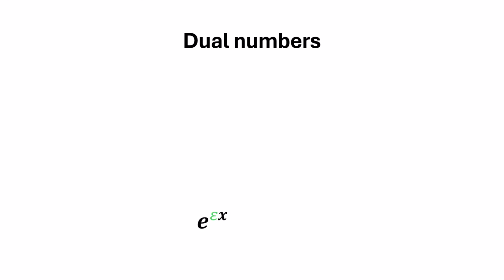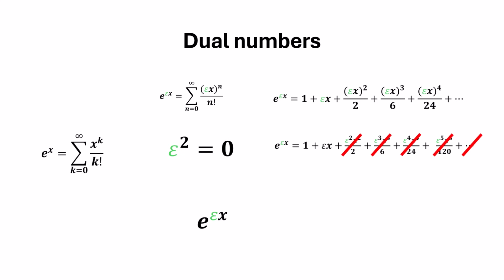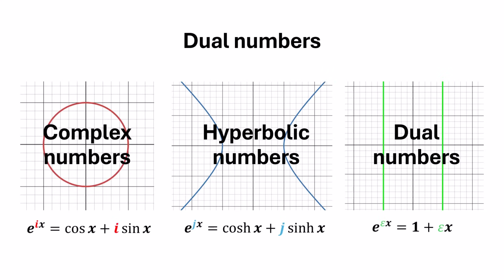What about exponentials? Let's apply the same logic we used when defining split complex exponentiation. We can expand e to the power of epsilon times x into this infinite sum. However, since epsilon squared is 0, most terms do not contribute to the sum. We end up with only those two terms, resulting in 1 plus epsilon times x. Plotting this result on a graph, we can see that the dual exponential looks like a straight vertical line passing through 1, while its mirror image passes through -1.